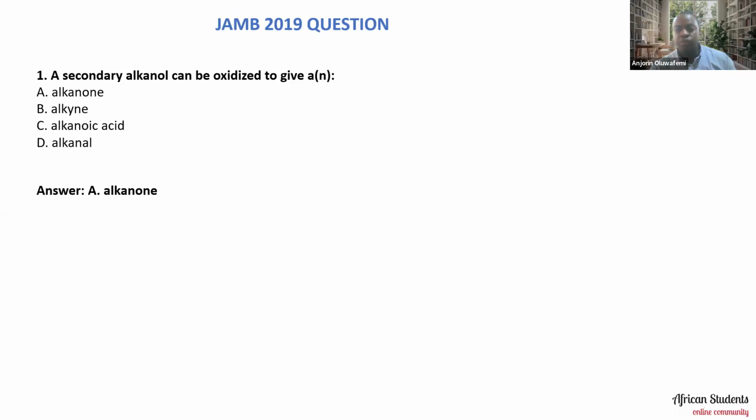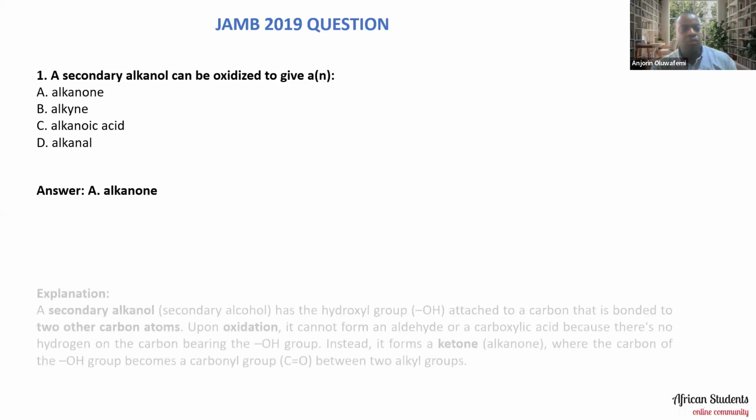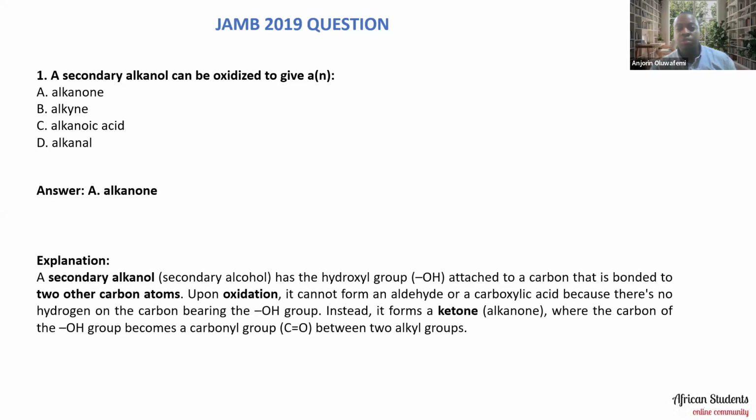That's the one with the functional group of C double bond O. So when you have a secondary alcohol or alkanol, you can oxidize it to give what? An alkanone. So let's take note of that. Basically, a secondary alkanol, which is a secondary alcohol, has the hydroxyl group OH attached to a carbon that is bonded to two other carbon atoms. Upon oxidation, it cannot form an aldehyde or carboxylic acid because there is no hydrogen on the carbon bearing the OH group. Instead, it forms a ketone, which we also call an alkanone, where the carbon of the OH group becomes a carbonyl group. That's the C double bond O between two alkyl groups. So that's the reason why we have an alkanone.